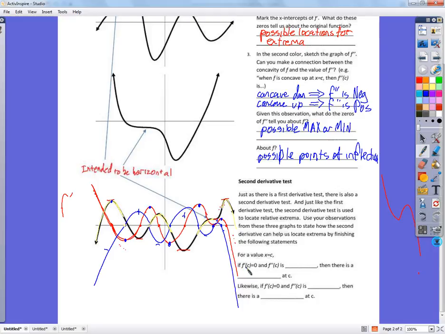Well, here we go. The derivative is zero. f prime at some point, a critical number, is zero. And f double prime is, let's say, negative. Well, if f prime is zero and f double prime is negative, what kind of concavity do we have? Concave down. So zero slope, concave down, meaning f double prime is negative. What do we have at that place? A maximum. And vice versa: if f double prime is positive, we have a minimum.